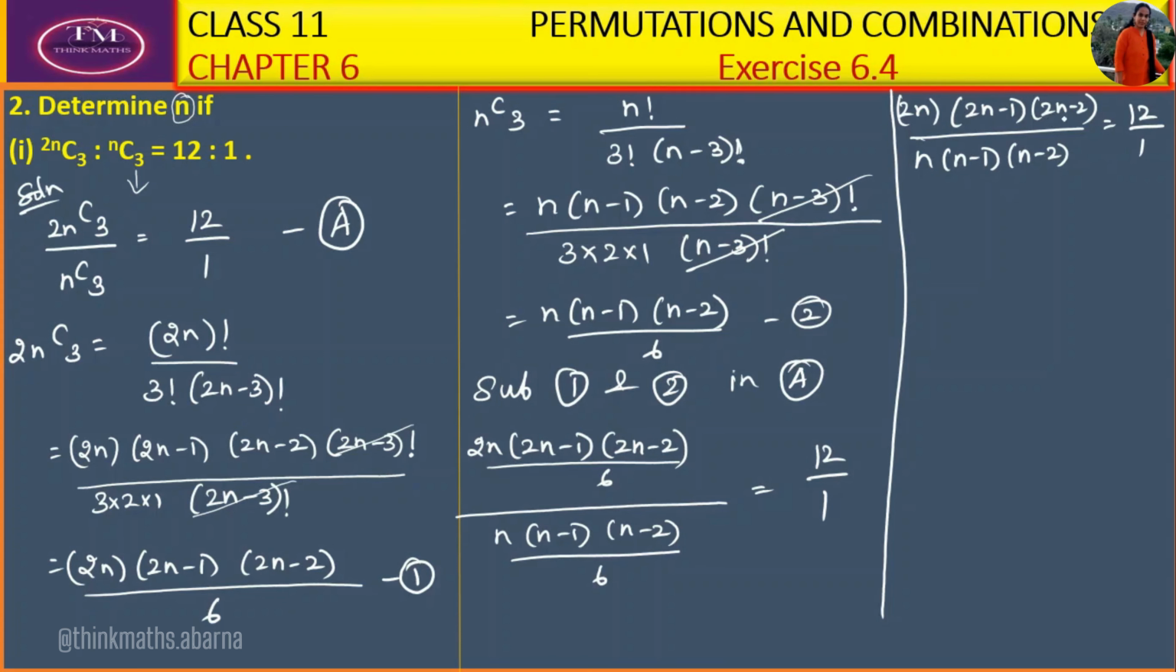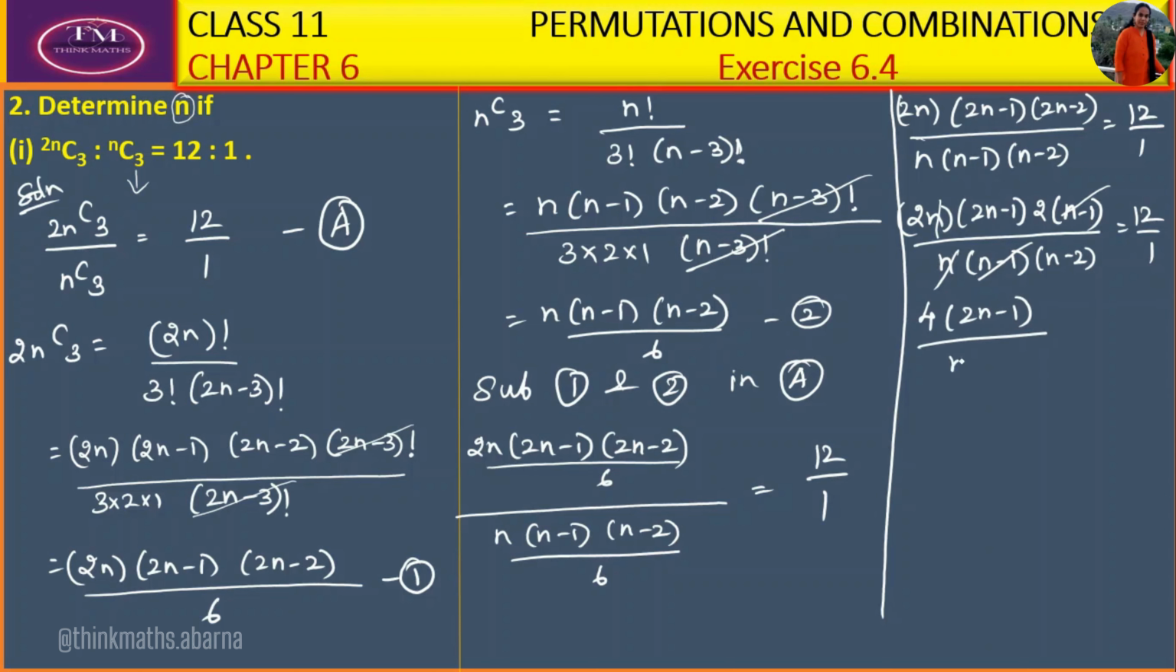Now in this 2n minus 2, we can take 2 as common. If you take 2 as common, the remaining will be n minus 1. Here you have n minus 1, n minus 2. So what gets cancelled now? This n gets cancelled and n minus 1 gets cancelled. So what will be remaining? 2 into 2, 4 into (2n minus 1), and in the denominator we have n minus 2, which is equal to 12 by 1.